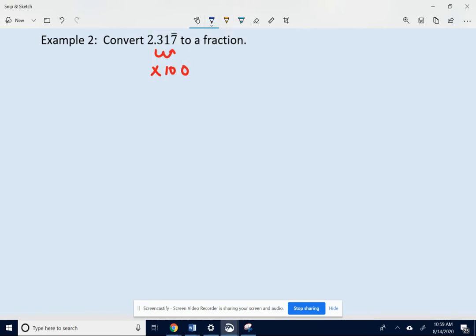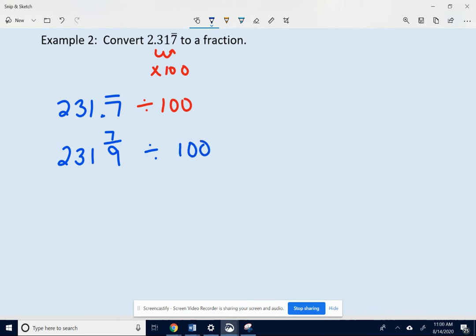So when we multiply by 100, we have 231.7 repeating. But now since we multiplied by 100, we have to now divide by 100. So we have 231.7 repeating divided by 100. Now we can take 231.7 repeating and make that 231 and 7 ninths. So we have 231 and 7 ninths divided by 100.